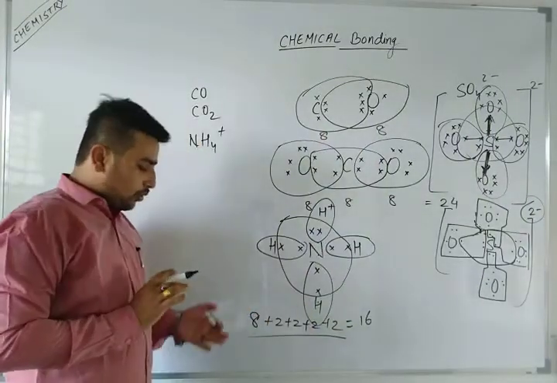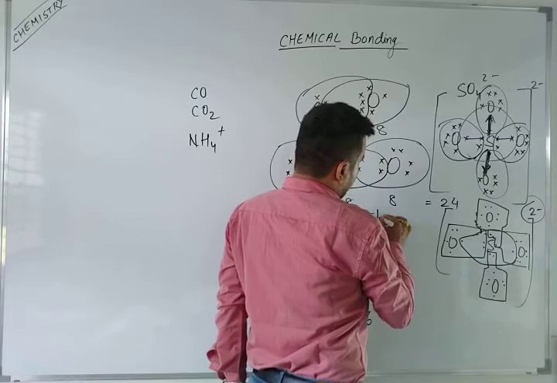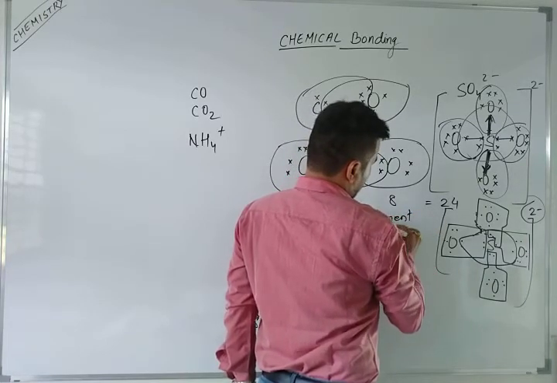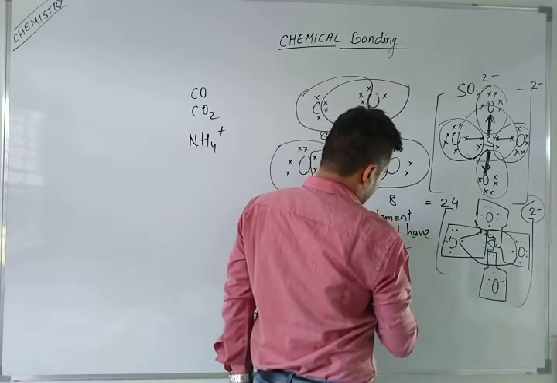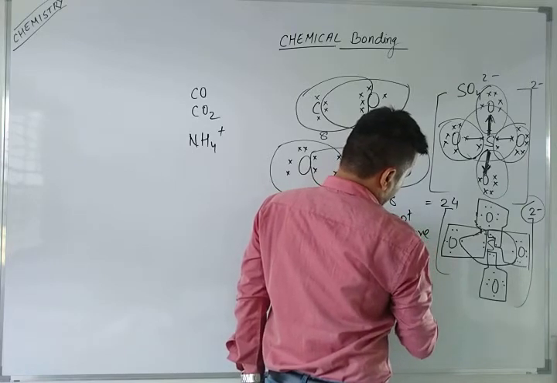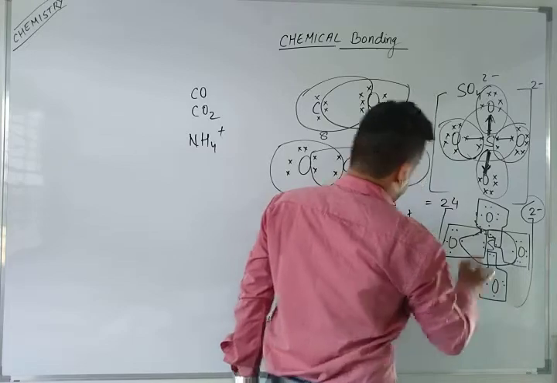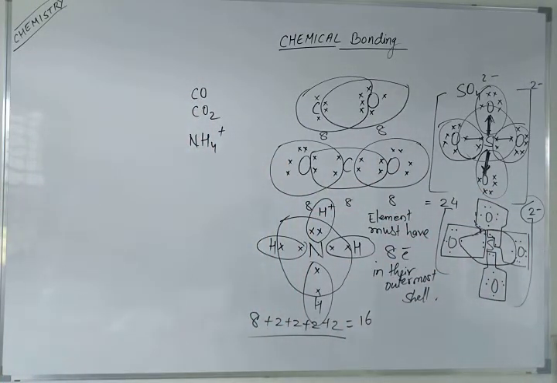See, remember, you have to understand that each and every element must have 8 electrons in their outermost shell. Just remember these words, so definitely you will be able to know how to draw the Lewis dot structure.